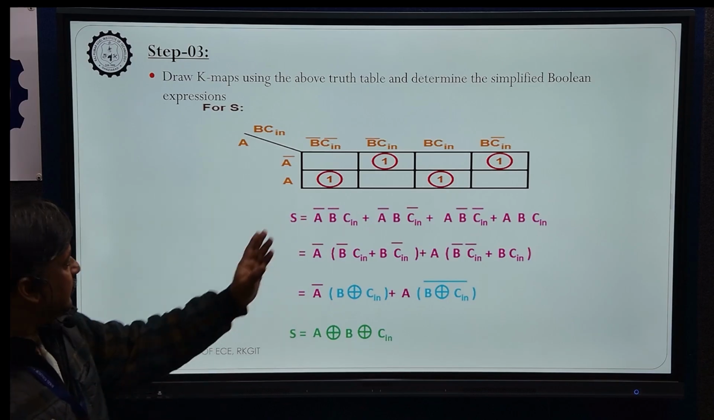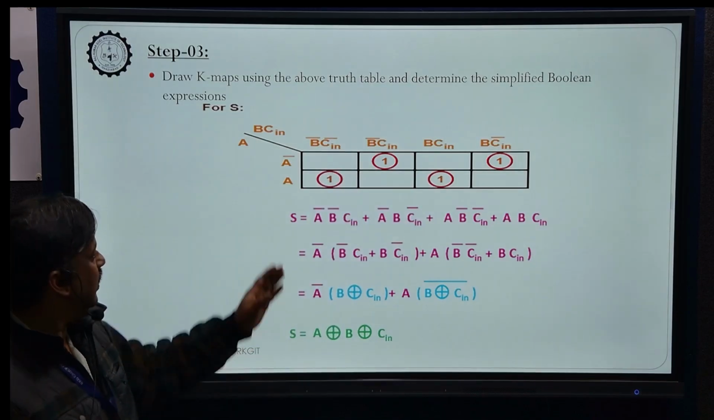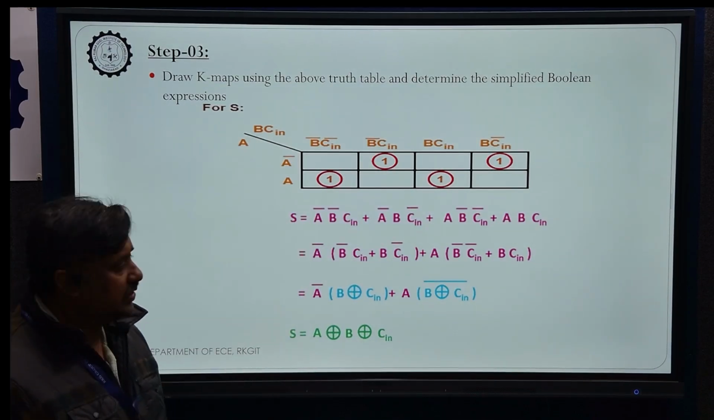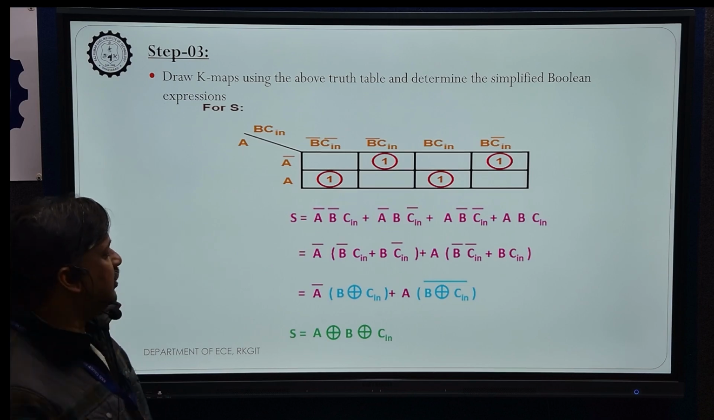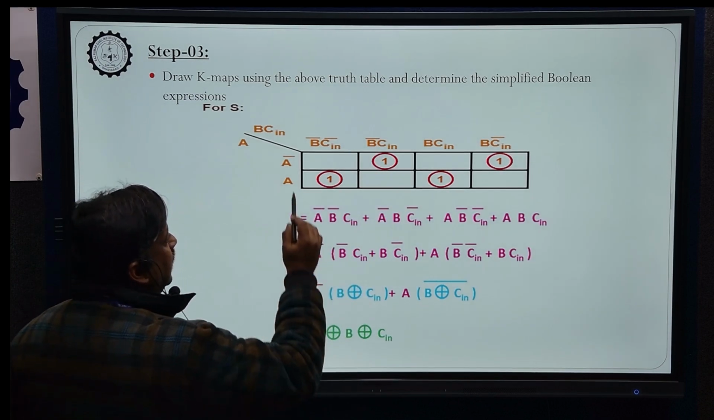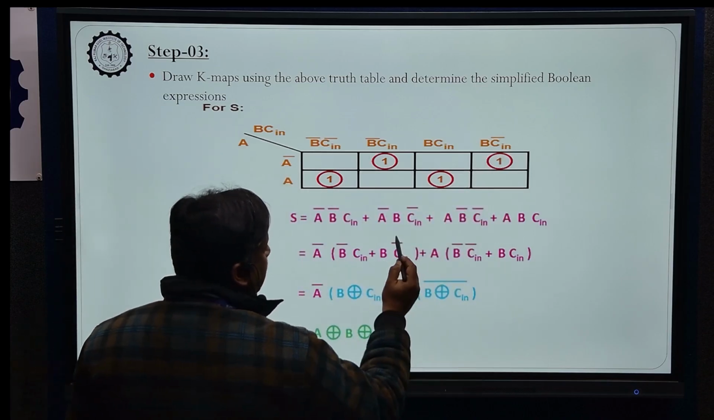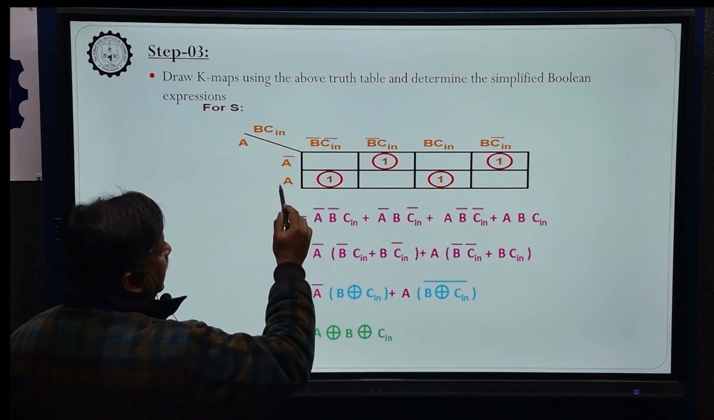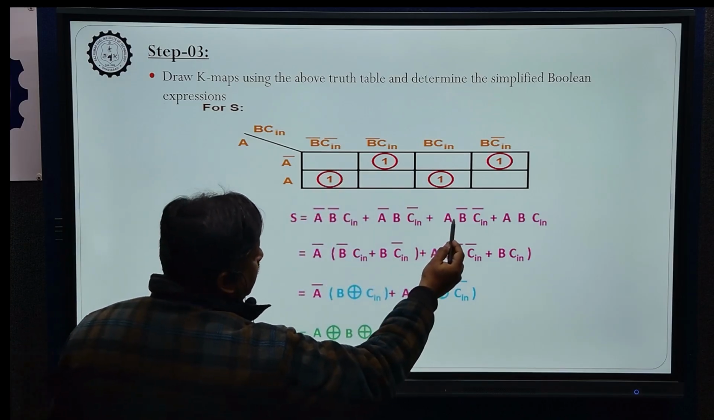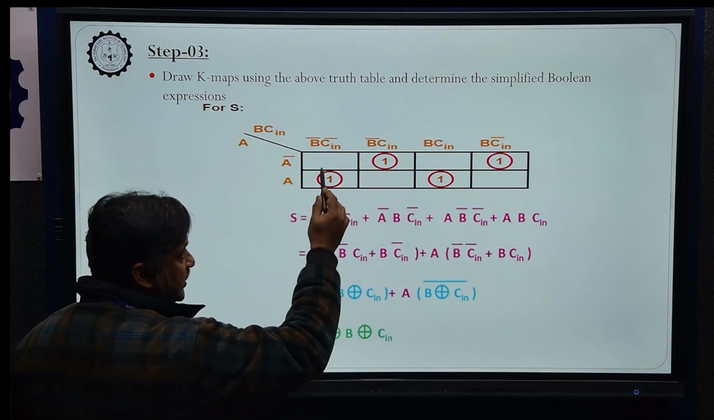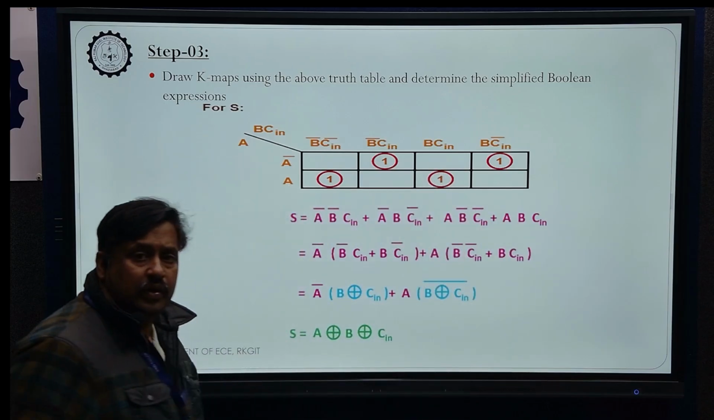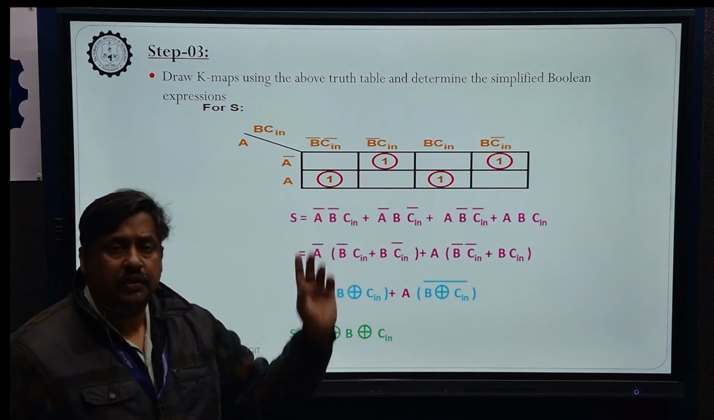Okay, so from these individual min terms you can just decode this. We will get the sum equation equal to A bar B bar C in, that is the first one, then A bar B C in bar, second one, third one is A B bar C in bar, then A B C in. So 4 terms we got from the K map.